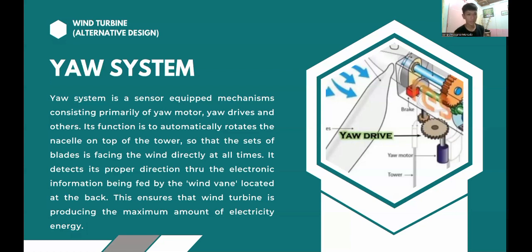So yung yaw system daw ay nagsisensor ng wind. Yung yaw system ay siya yung directly na nag-face ng wind. Dahil siya yung nag-face ng wind, siya din yung nagde-detect kung saan haharap yung blades natin.